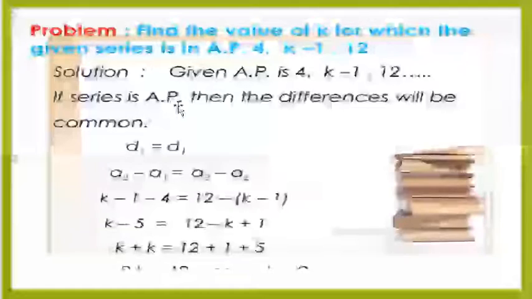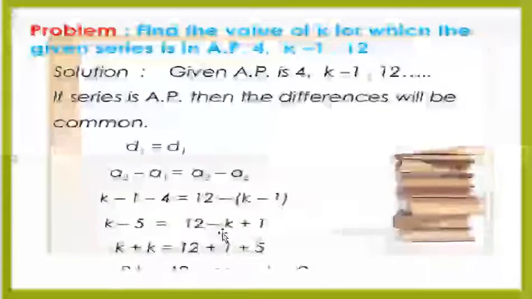If the series is an AP, then the difference will be common. Now see, a2 minus a1 is equal to a3 minus a2. So k minus 1 minus 4 is equal to 12 minus (k minus 1). That is, k minus 5 is equal to 12 minus (k minus 1).